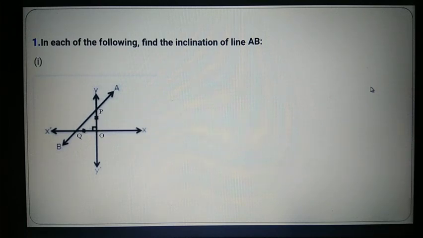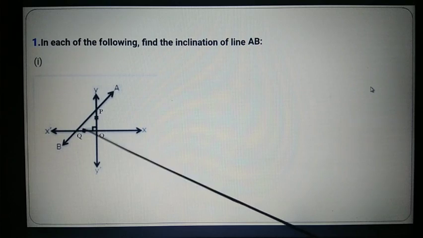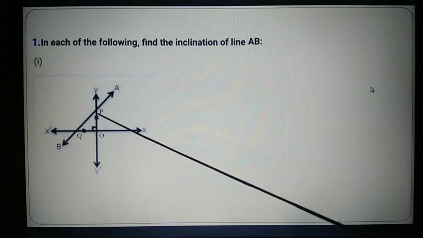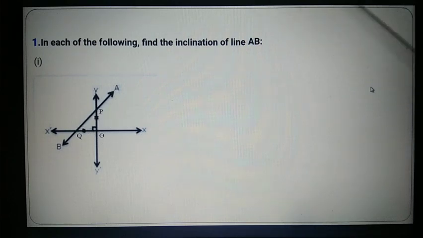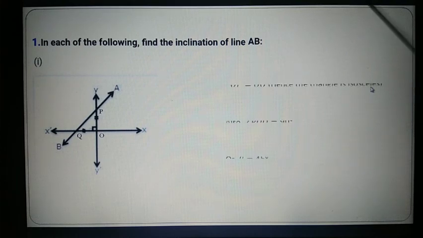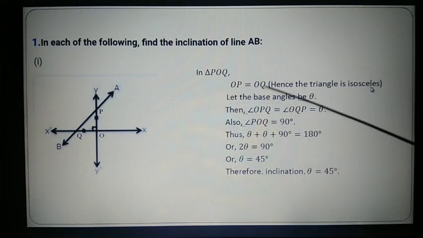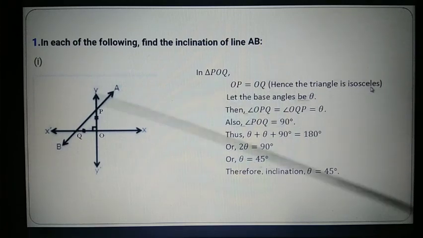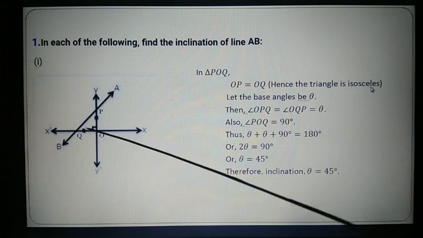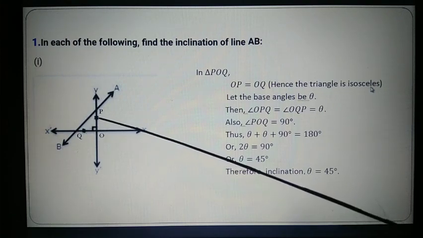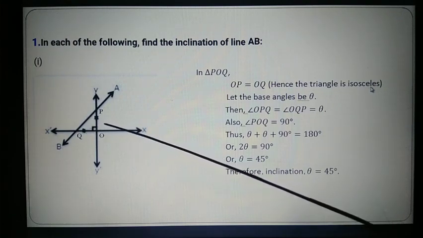Okay, so if these two are equal, then what kind of triangle is this? This is an isosceles triangle. Hope you are understanding. So in triangle POQ, OP and OQ are equal, so that's why it is an isosceles triangle. Now if this is an isosceles triangle, then these two angles are called base angles, which are always equal.